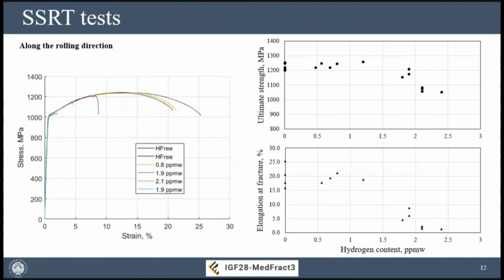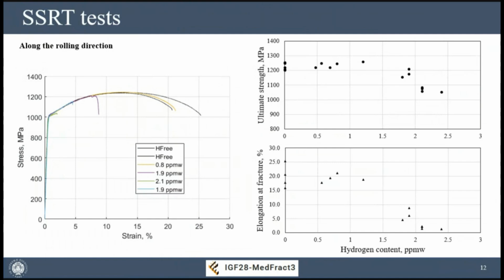It's also simpler if we look at the graph on the right side, where we have the ultimate tensile strength of the material and the elongation at fracture reported as a function of hydrogen content, where we can see that up to a content above 1.5 in terms of hydrogen content, we have no effect on the ultimate strength of the material, while the effect on the elongation at fracture starts to happen at a content that is a bit lower, but until at least 1 part per million of hydrogen, also the elongation at fracture is not affected.